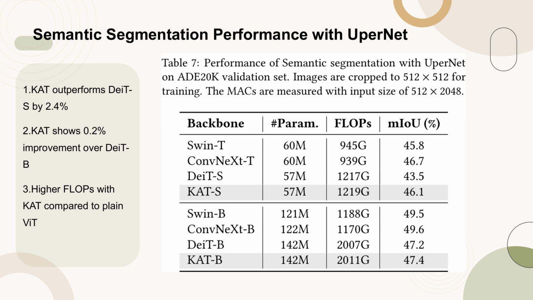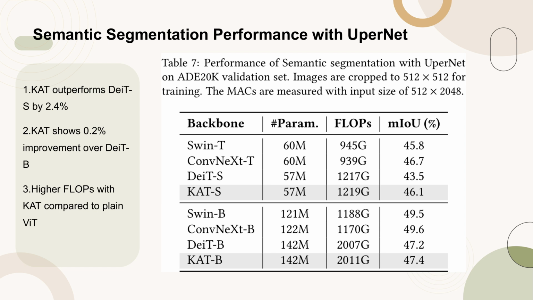This performance boost comes with a slight increase in computational cost, reflected in the higher FLOPs. Despite the increased computational cost, KT shows more significant gains in smaller models. However, it still falls short compared to models with hierarchical architectures, such as ConvNeXt, which benefit from more efficient structural design.